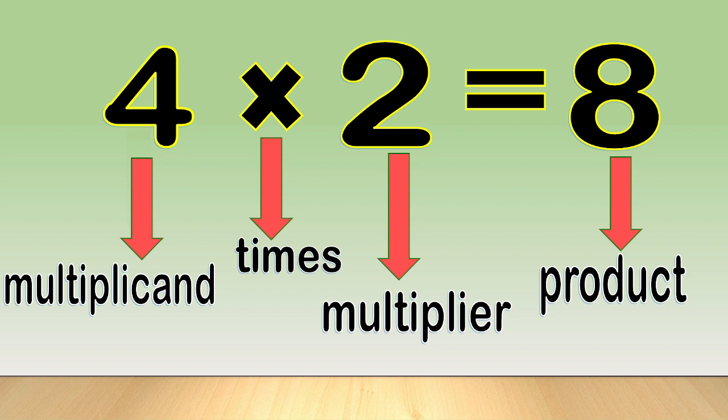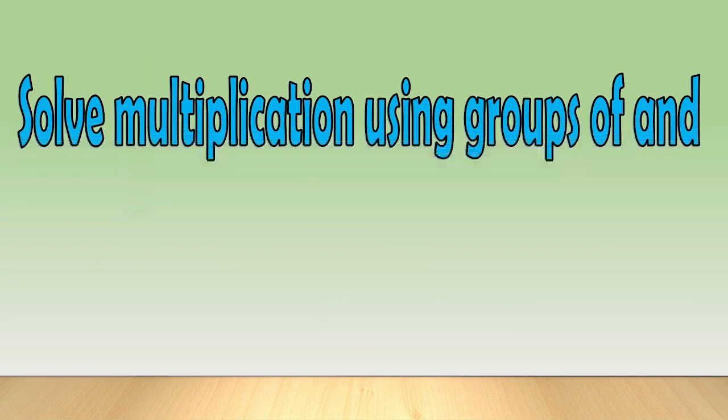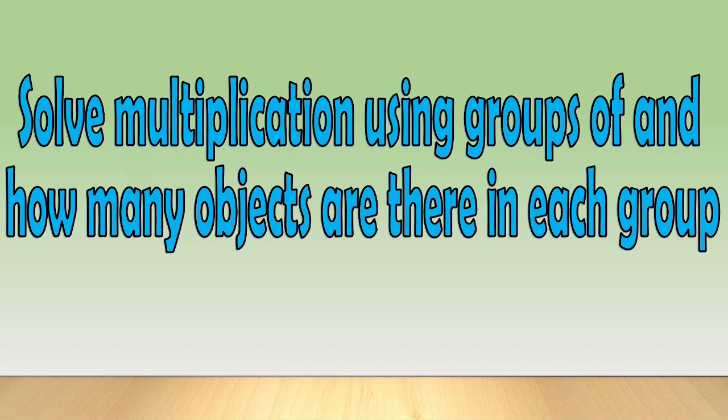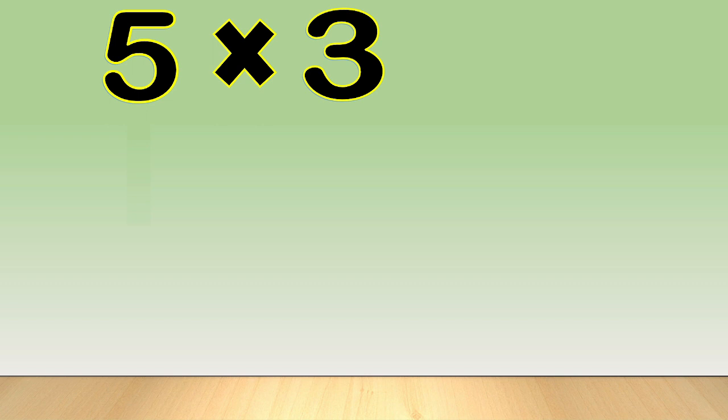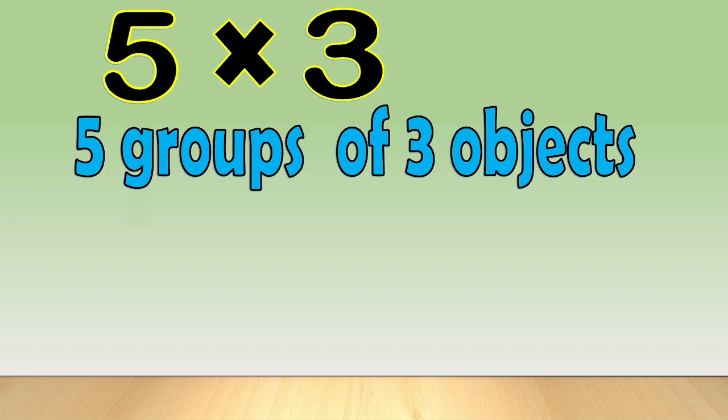Today, we are going to use pictures to do multiplication. In this video, we are going to solve multiplication using groups of and how many objects are there in its group. Now, let's get started. Let's write 5 times 3. That means we need to make 5 groups of 3 objects.